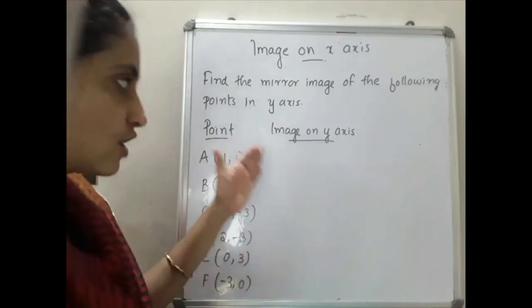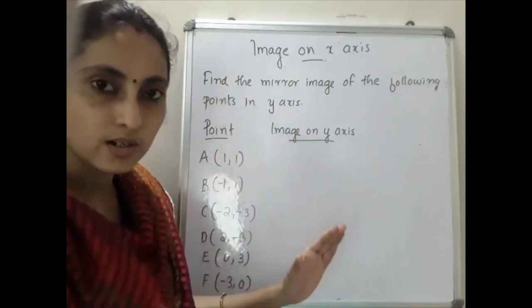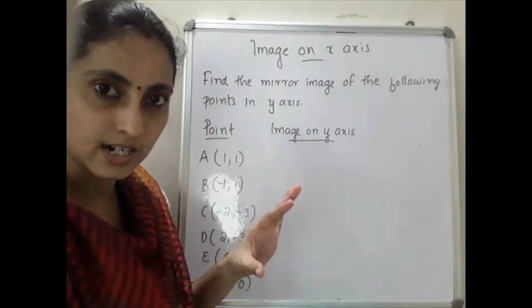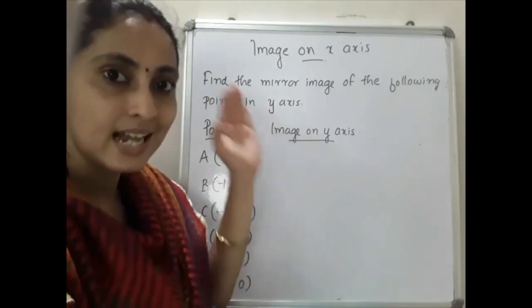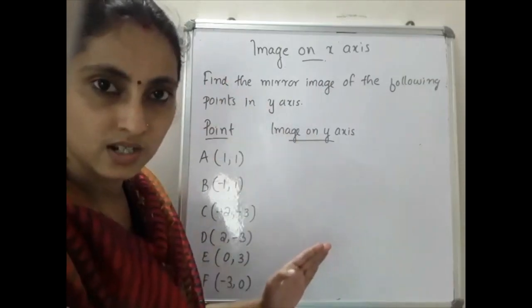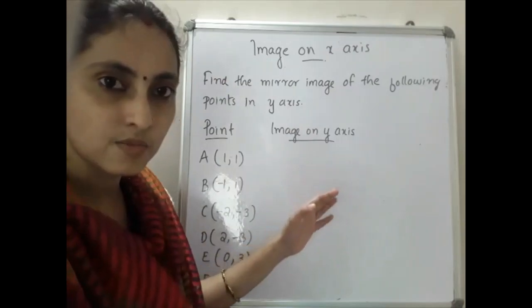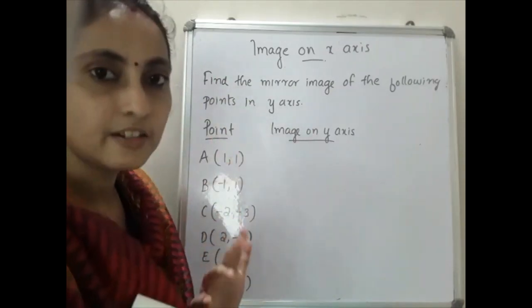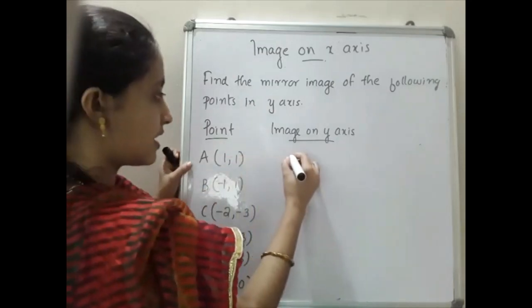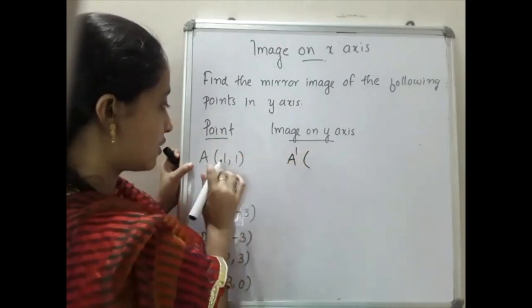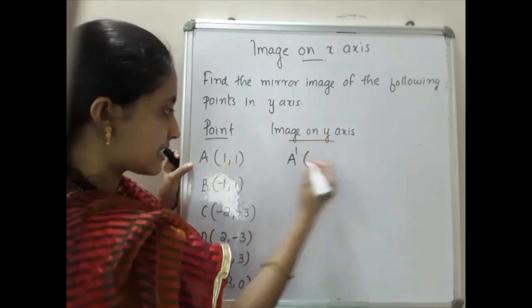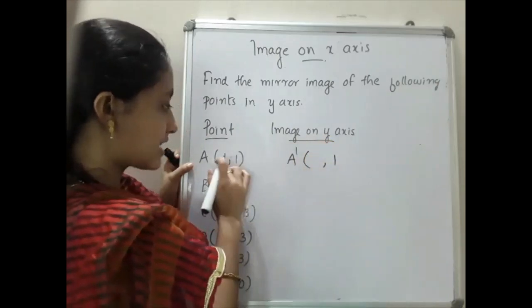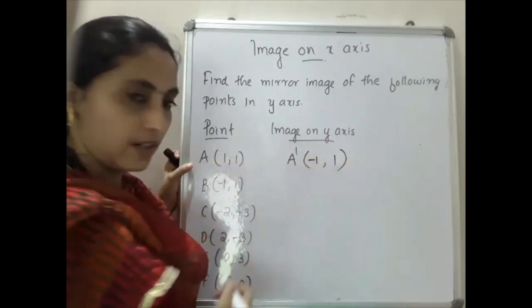Clear? Image on x-axis is what? X coordinate same. Only one way you have to study. Image on x-axis means x coordinate same, y coordinate changes. Image on y-axis means what? Y coordinate same and the x coordinate varies. Okay, so can you say what is the answer? A dash will be equal to what? Y coordinate same, that is 1, and x coordinate changes, that is minus 1, 1.